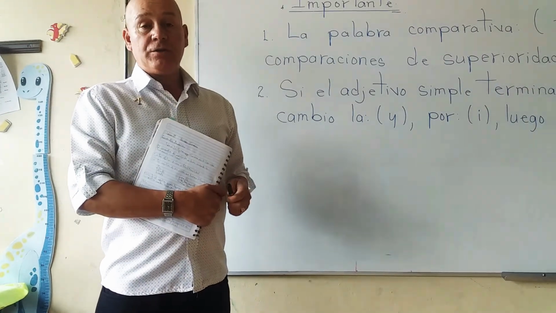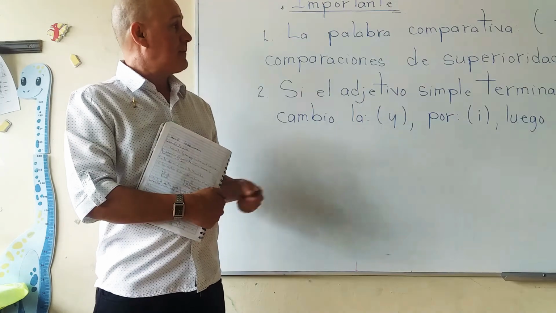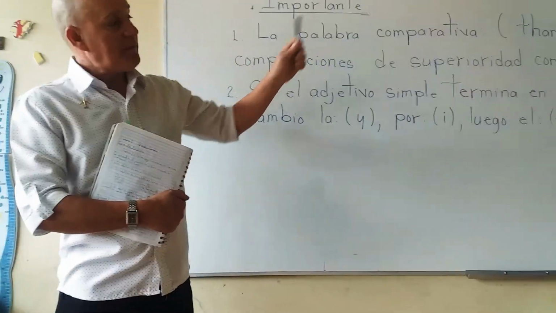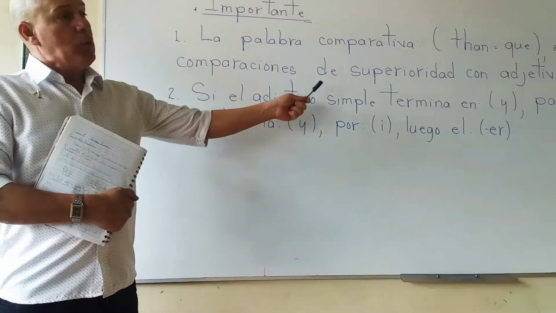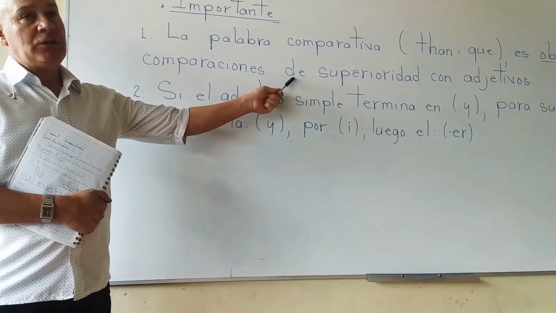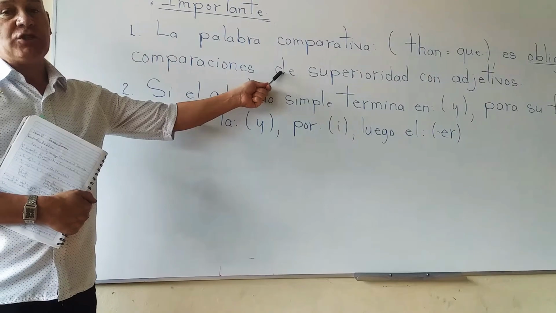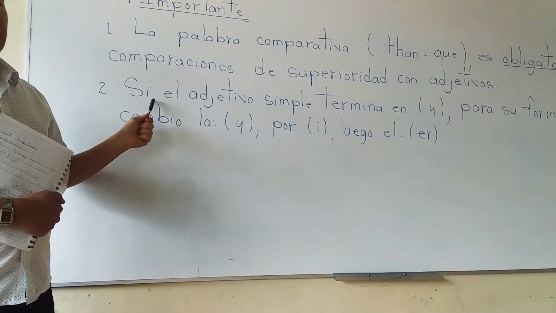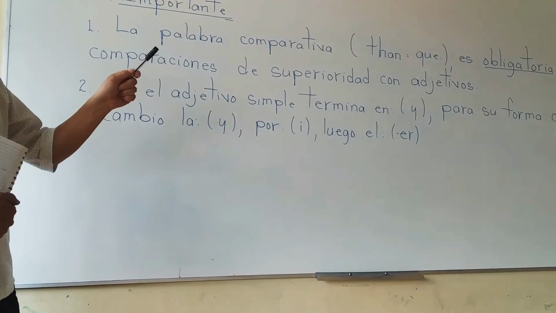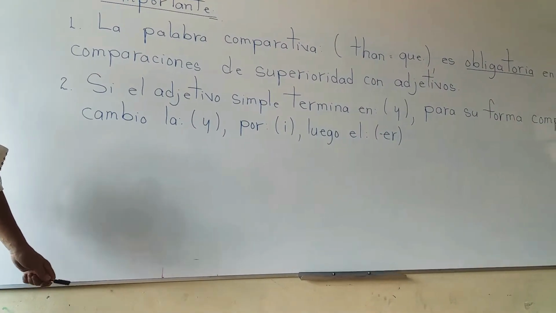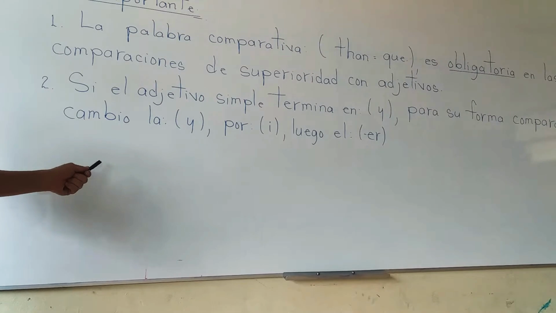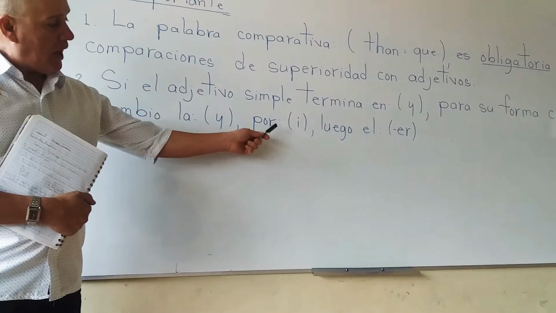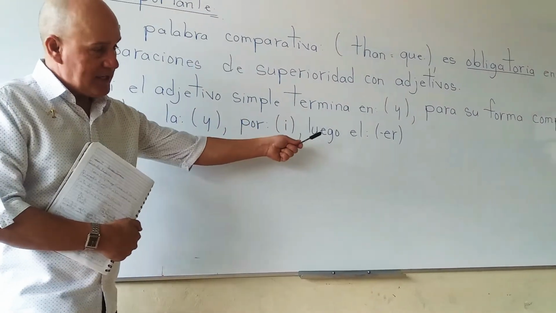Okay, let me explain you something that is very important. The comparative word than is obligated when we are using the superiority comparison with adjectives. If the adjective ends in y, for its comparative superiority comparison, we change y to i, and then er.